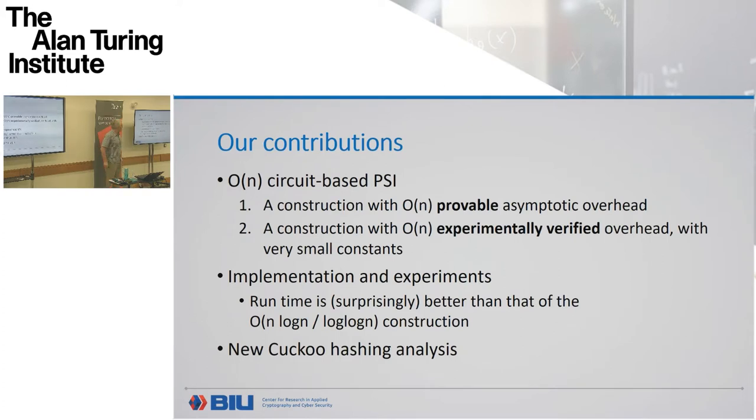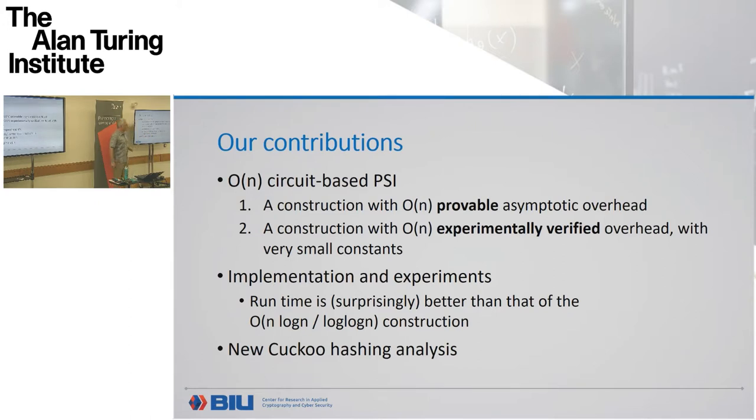So what I'm going to show here is a circuit with a linear number of comparisons. There's one construction which has a provable linear overhead, and another construction which has a linear overhead which was experimentally verified, and we don't know yet how to prove it, but the constants here are much smaller. We ran implementation experiments, and the runtime is better than that of the O(n log n / log log n) construction.